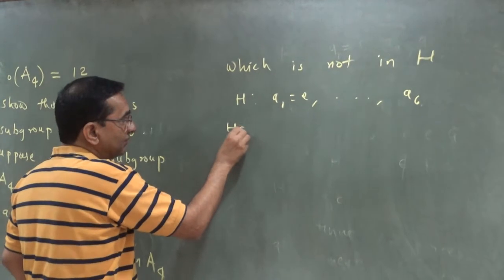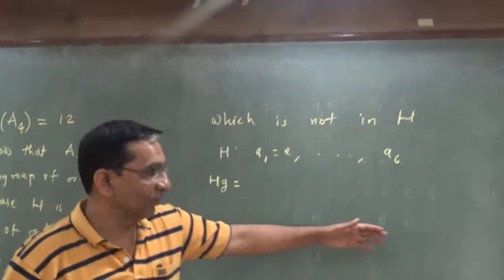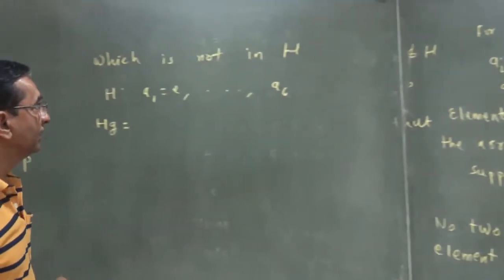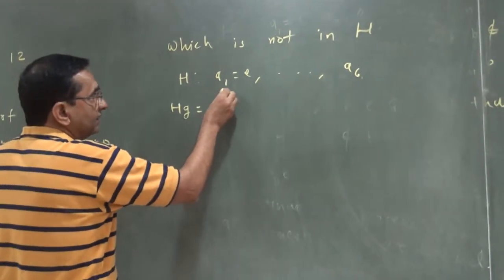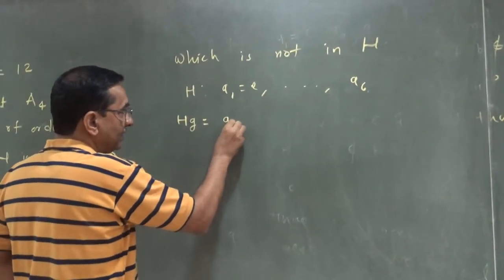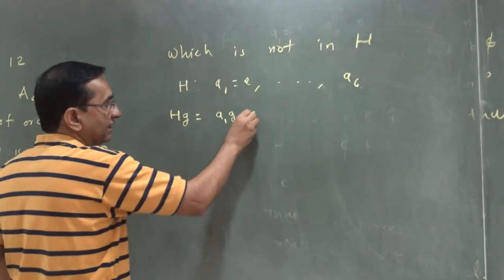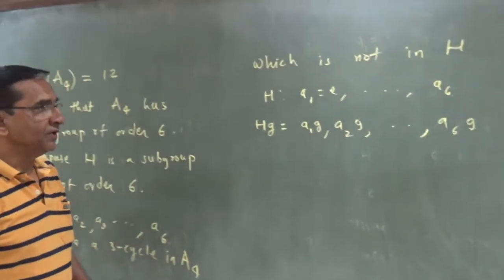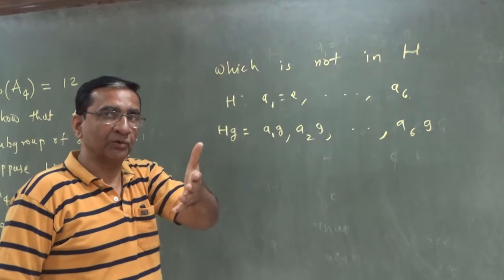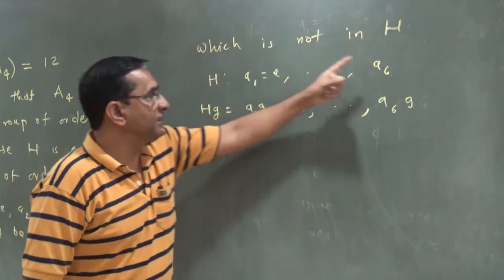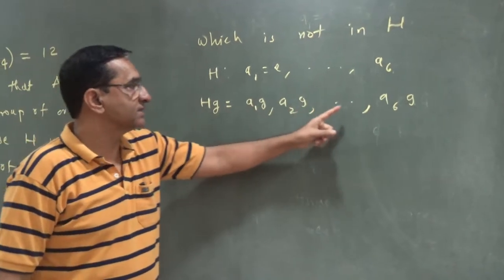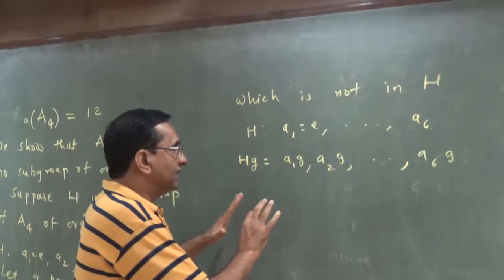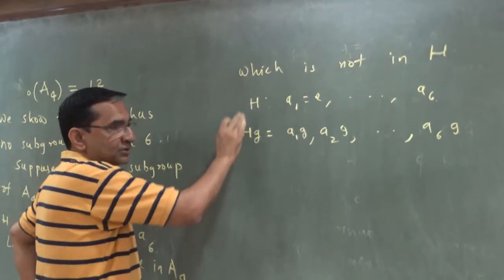Then this, if I multiply by G, exactly the same logic I am following. We thought of an element B which is not in H, then we formed HB, then we formed HC and so on. But here what is going to happen? This A1 times G, that is G itself because A1 is identity, A2G and so on, A6G. We already saw that for any group G and any subgroup, no 2 elements in any row are equal, and these 2 rows have no element in common. So this will be precisely only 2 rows in that array.